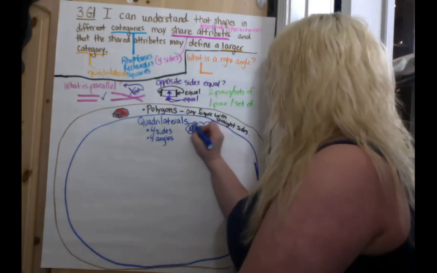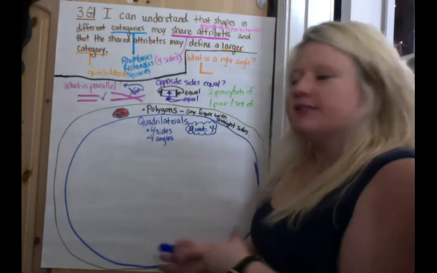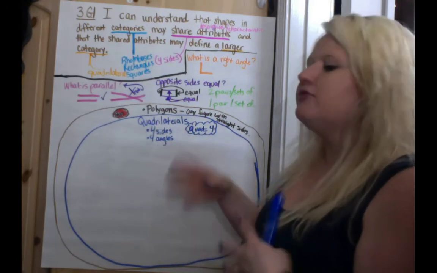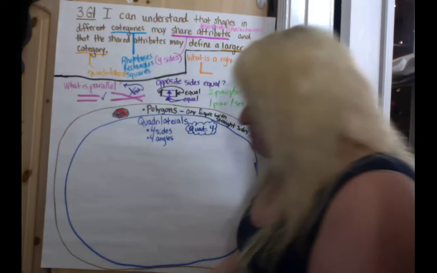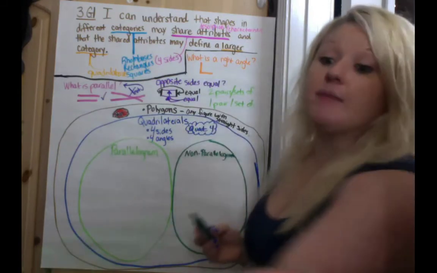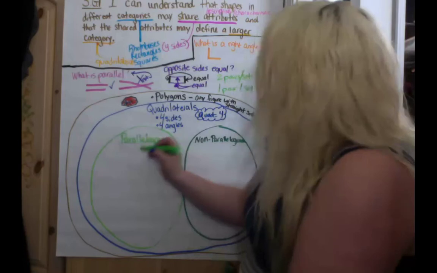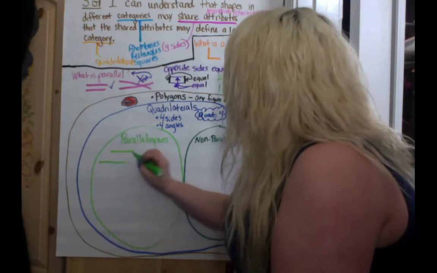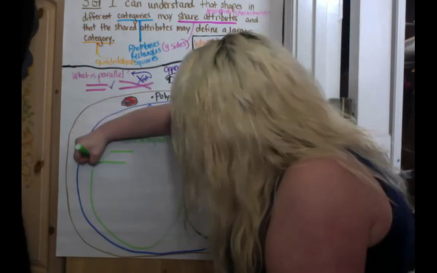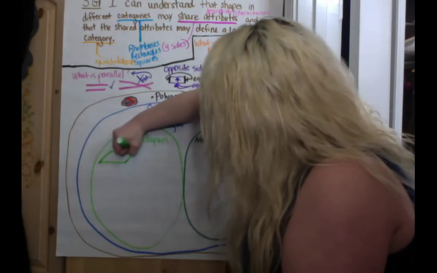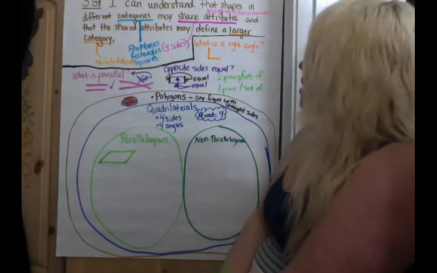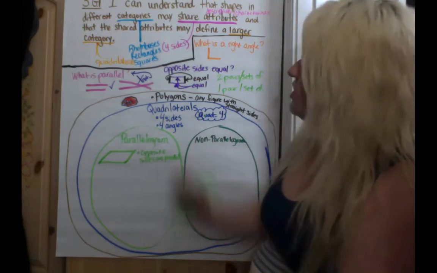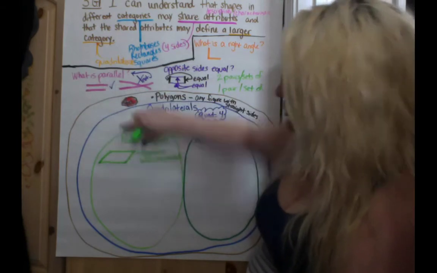Then there's two big categories. We already have one larger category, which is quadrilaterals. Then we have two smaller categories within quadrilaterals: a parallelogram and a non-parallelogram. A parallelogram looks like this. Its attributes, other than having four sides and four angles, are that opposite sides are parallel. That means those opposite sides are never going to touch each other.